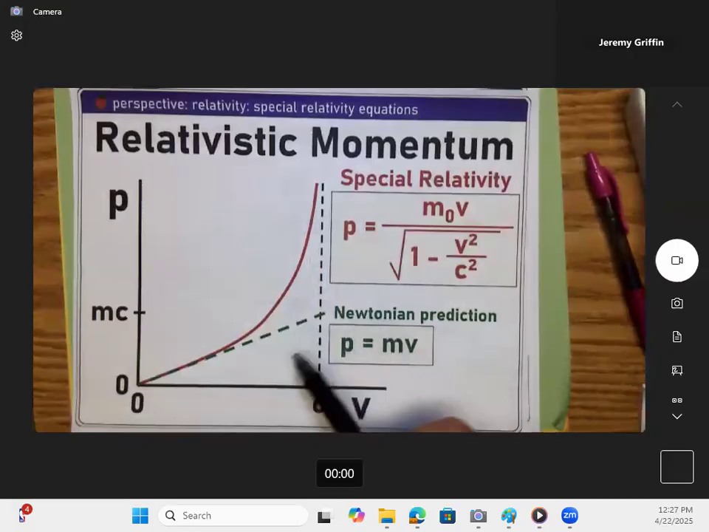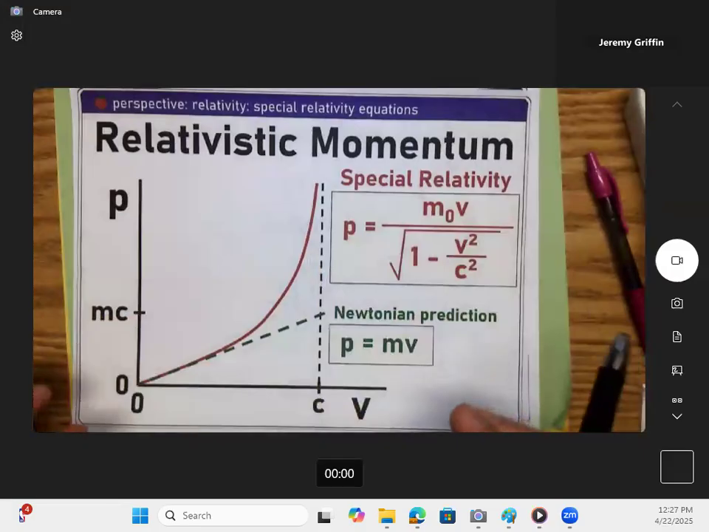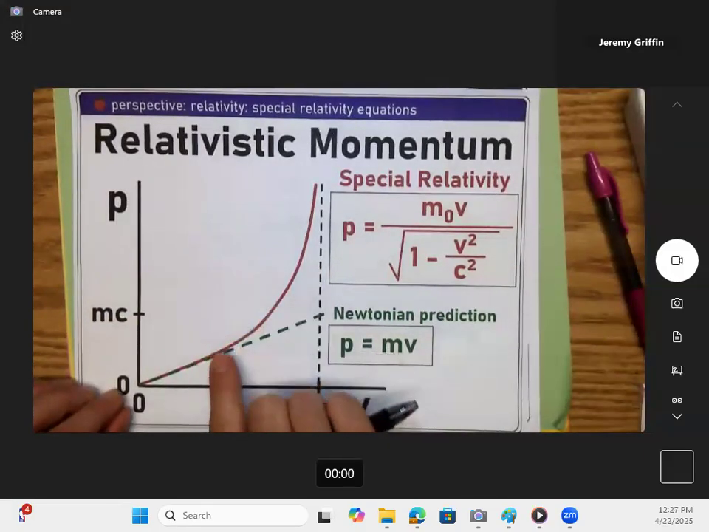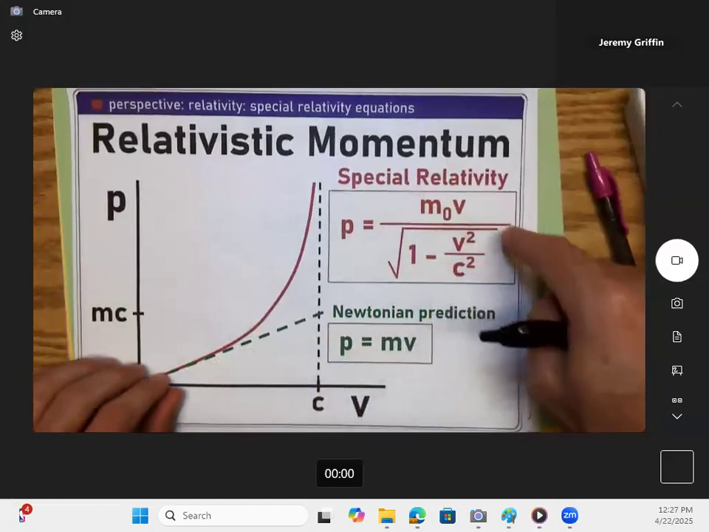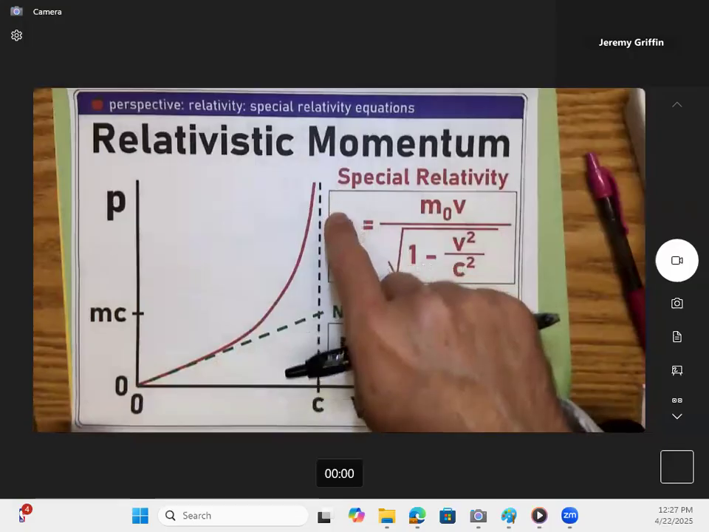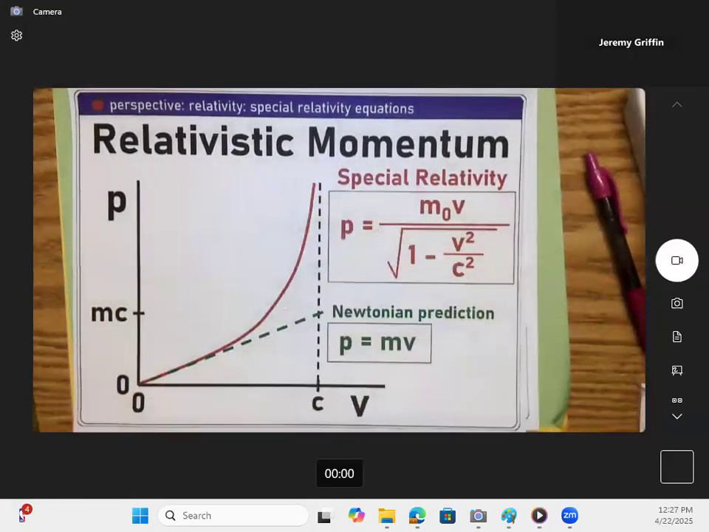So momentum, Newton said, is just mass times velocity. You guys remember collision carts from last semester? Einstein says, well, it starts out being approximately true. But at relativistic speeds, you have to divide by the Lorentz factor. In fact, you can never reach the speed of light. The closer you get to the speed of light, your momentum would approach infinity.